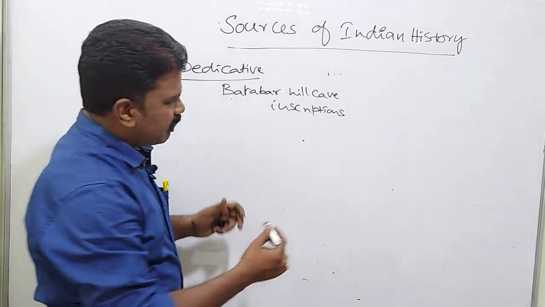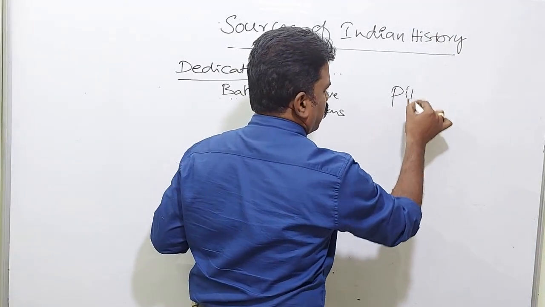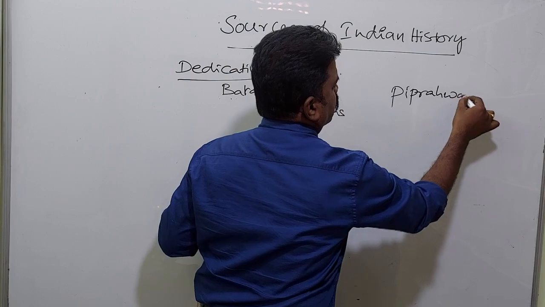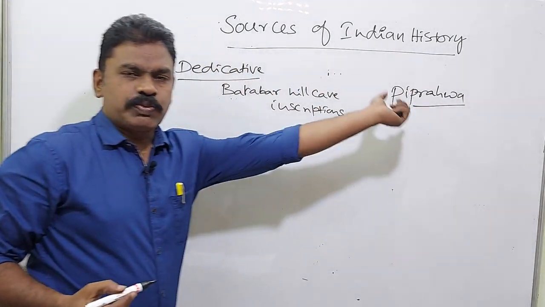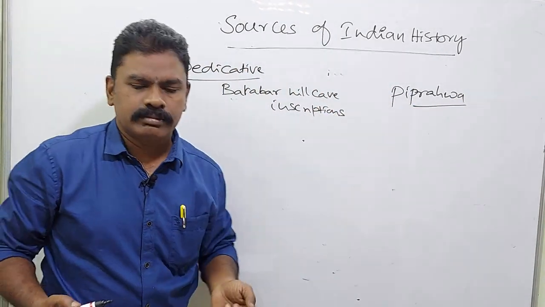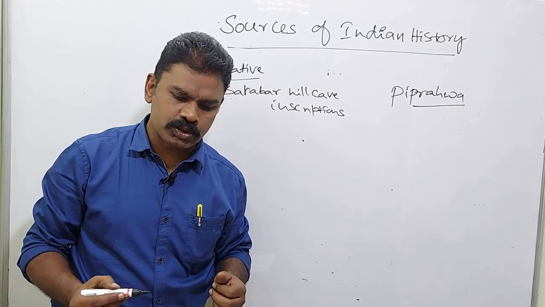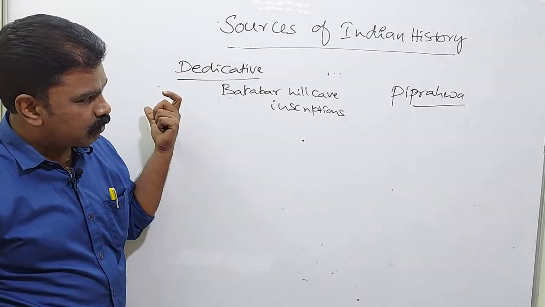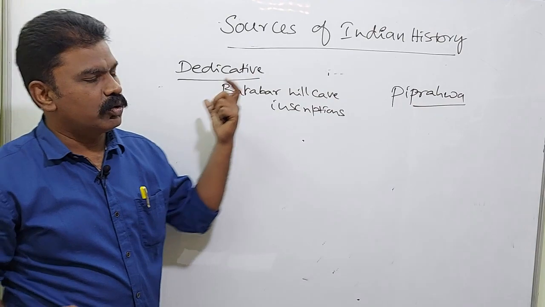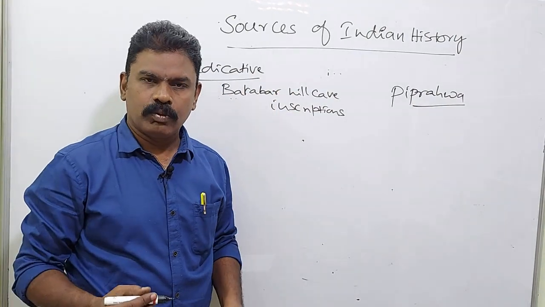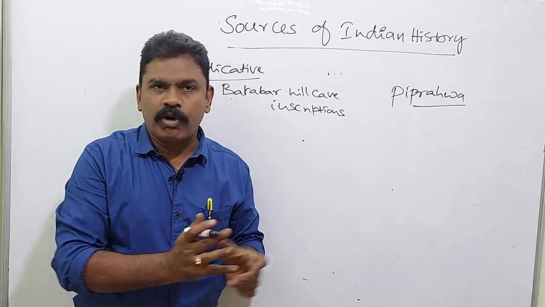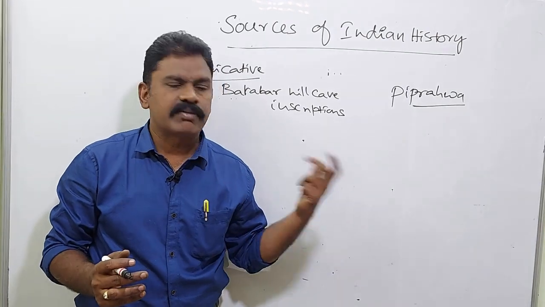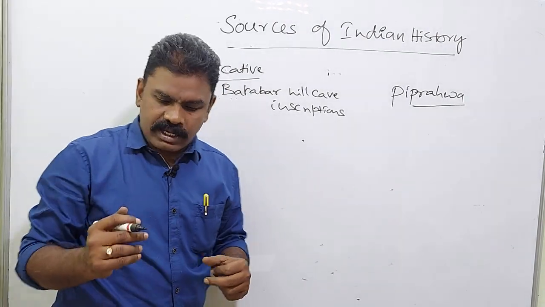Next, the Piprava inscription. This also speaks about Buddhist donations. So we can come to the point that there are a number of dedicative or donated inscriptions, and we can find them in several places.